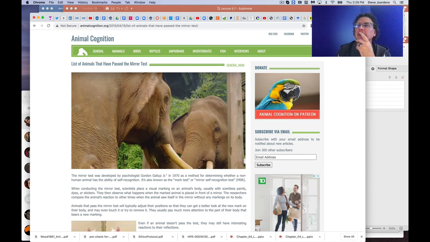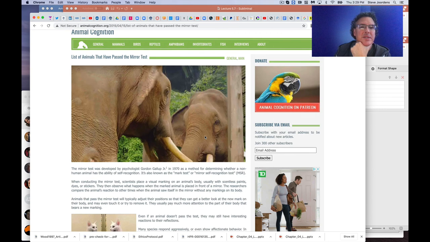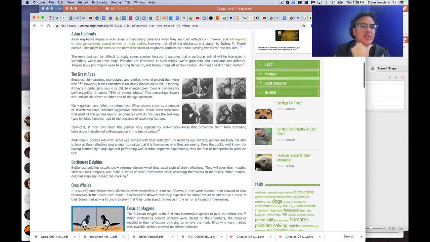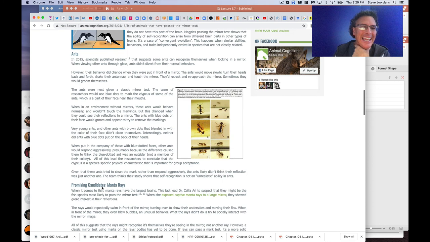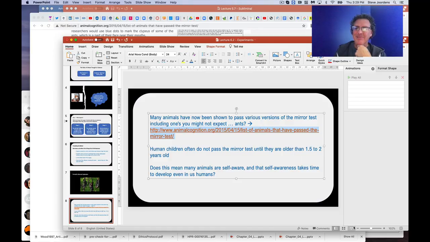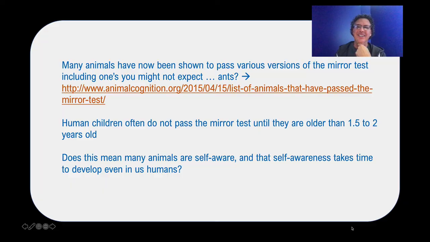Okay. Look at some of these animals that pass a mirror test. Elephants, Asian elephants, a bunch of great apes, bottlenose dolphins, orcas, whales, Eurasian magpies, ants, manta rays, maybe. So what's the point? The point here is that octopus pass as well, by the way, that all of these animals, including things like ants, seem to be able to pass tests of self-recognition.